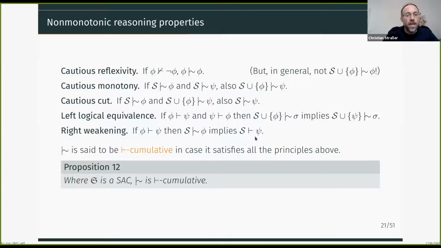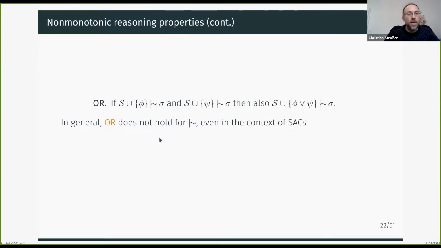Yeah, this should be the entailment, the snaky symbol. Okay, good. What we have proven is that if you're dealing with a SEC, then the underlying non-monotonic entailment is cumulative with respect to the entailment relation of the base logic. Okay, so this is nice. It falls in a very well-behaved category of non-monotonic inference relations.